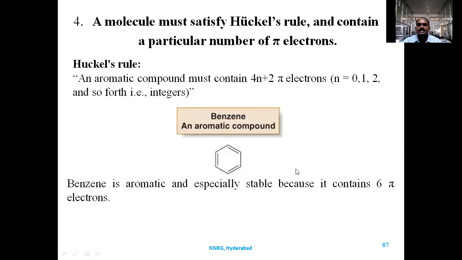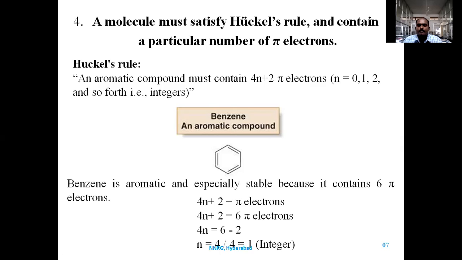We'll see when you apply 4n plus 2 pi electrons here, n should be an integer. The total number of pi electrons in benzene is 6. So 4n plus 2 is equal to 6. So 4n is equal to, when you shift this 2 to the right side, 6 minus 2 is equal to 4. 4n is equal to 4, n is equal to 4 by 4. Then it leads to 1. So 1 is an integer.